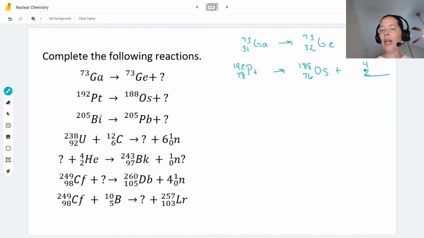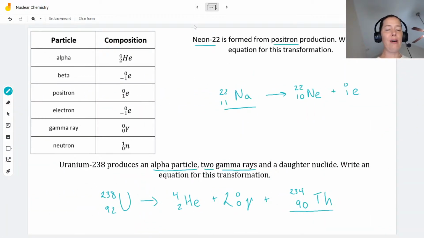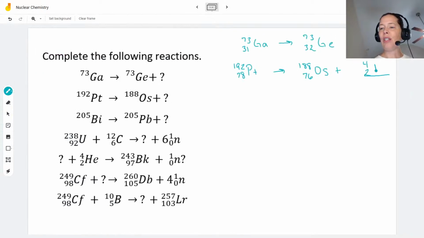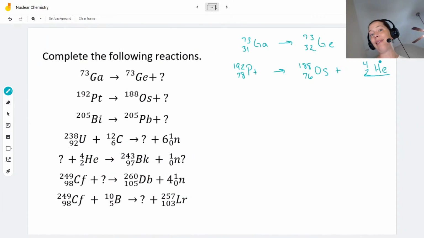So I've got a 4 and a 2, which again I recognize as an alpha particle, but in case you're not as familiar with it, you can see here 4 and 2 is a helium atom. This is my alpha particle. So I just need to write He right here. Now there's also a little bit of a shortcut, because we have an actual atomic number. You can see helium does have an atomic number of 2. So you can actually get to that 2 different ways, again, whichever way makes the most sense to you.